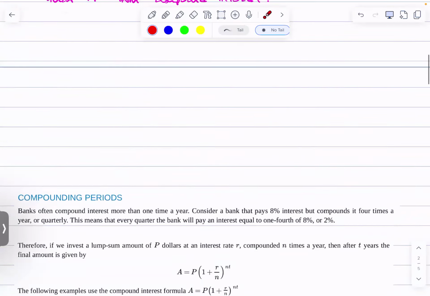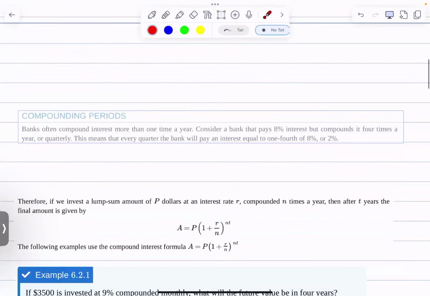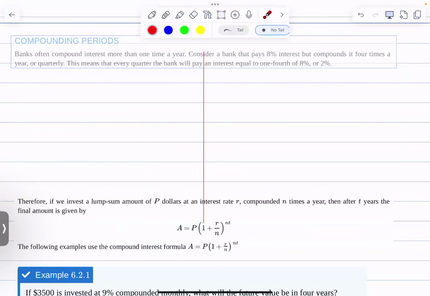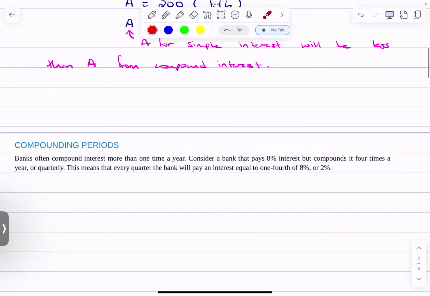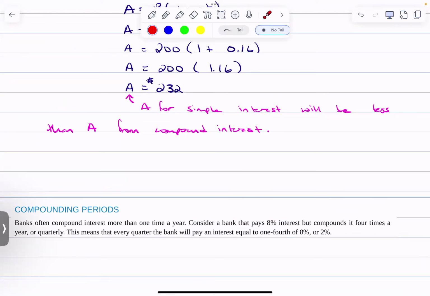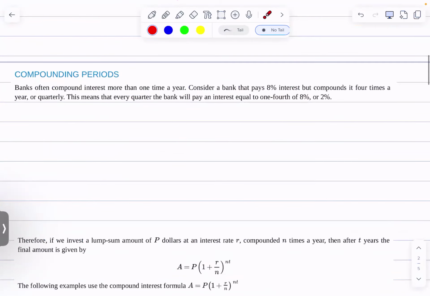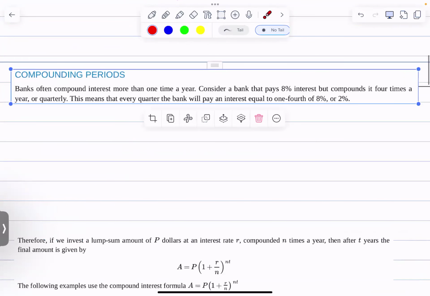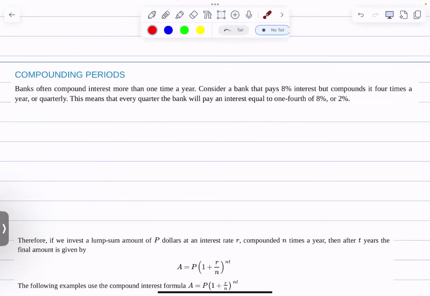But before we can introduce it, we need to talk about compounding periods. Compounding periods are denoted by a lowercase n in our formulas.